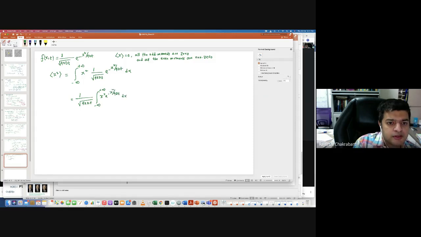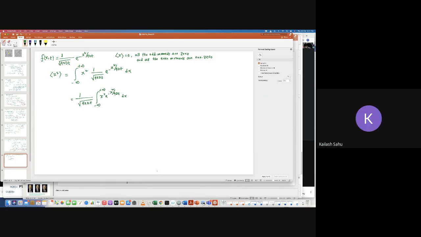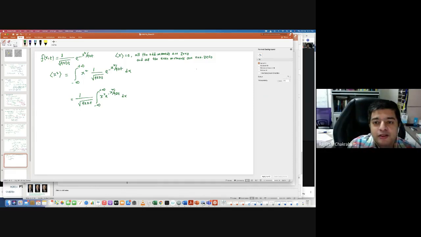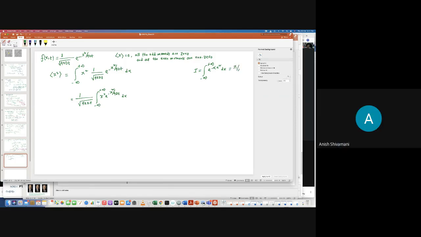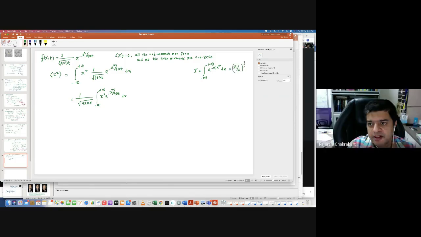Kailash Shahu, you remember this calculation? No, sir. Okay. So the integral, I know this first one: the integral of e to the power minus alpha x square dx. I give you this integral. You know what is the answer to this? Root pi by alpha. Standard integral.